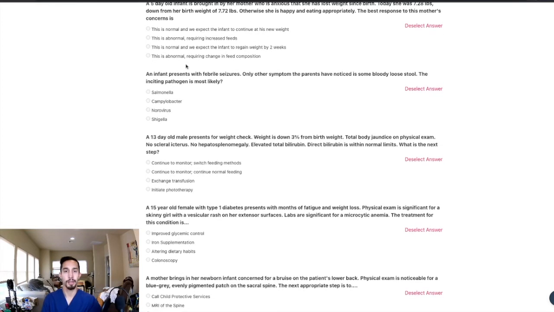Is it 1, this is normal and we expect the infant to continue at this weight? 2, this is abnormal and we should increase the feeds? 3, this is normal and we expect the infant to regain weight by a couple weeks? And 4, this is abnormal, requiring change in feed composition.